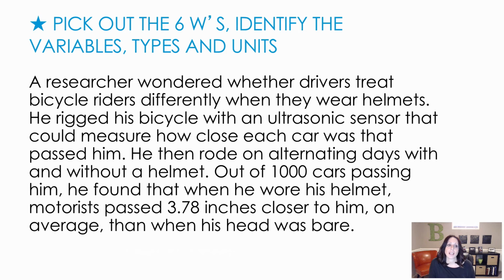So this question is about a bicyclist. It's a researcher who wondered whether drivers treat bicycle riders differently when they wear helmets. So he rigged his bicycle with an ultrasonic sensor that could measure how close each car was that passed him. He then rode on alternating days with and without a helmet. Out of 1,000 cars passing him, he found that when he wore his helmet, motorists passed 3.8 inches closer to him on average than when his head was bare.